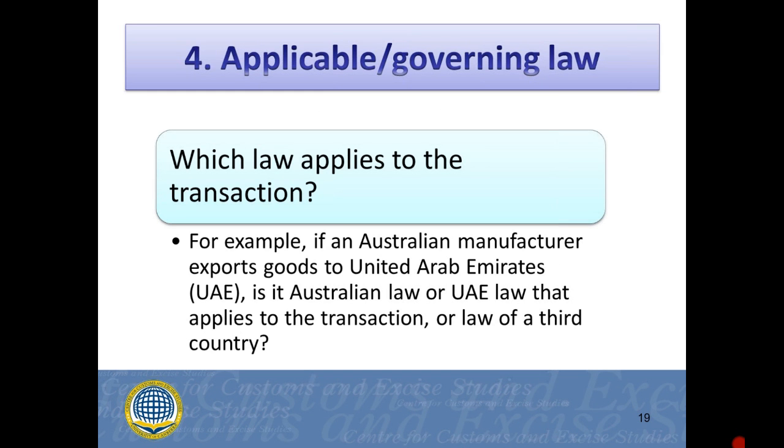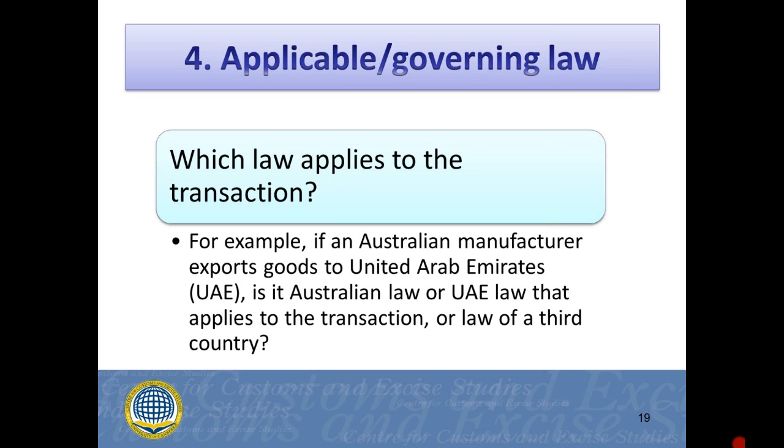These are the types of questions that can be asked, but there are others that we can ask. The next important aspect of international trade transactions that I would like to talk to you about today is the applicable and governing law of a transaction. So the question is, which law applies to the transaction?